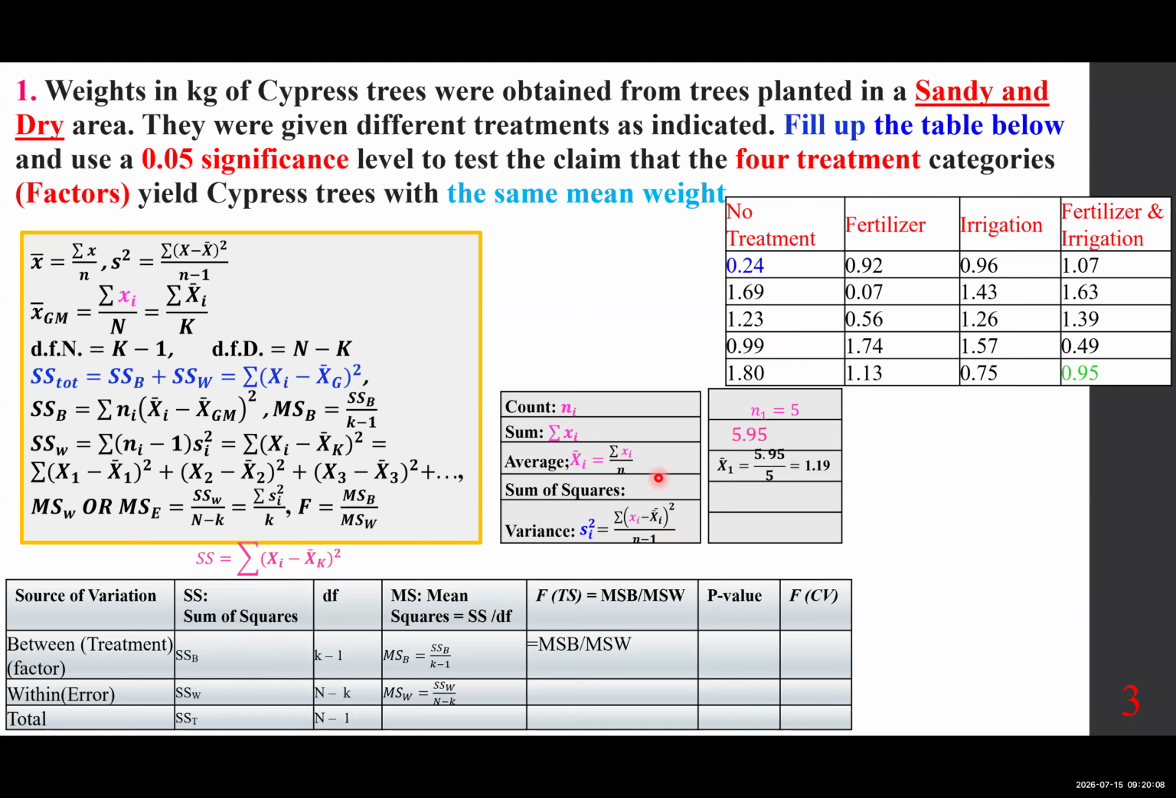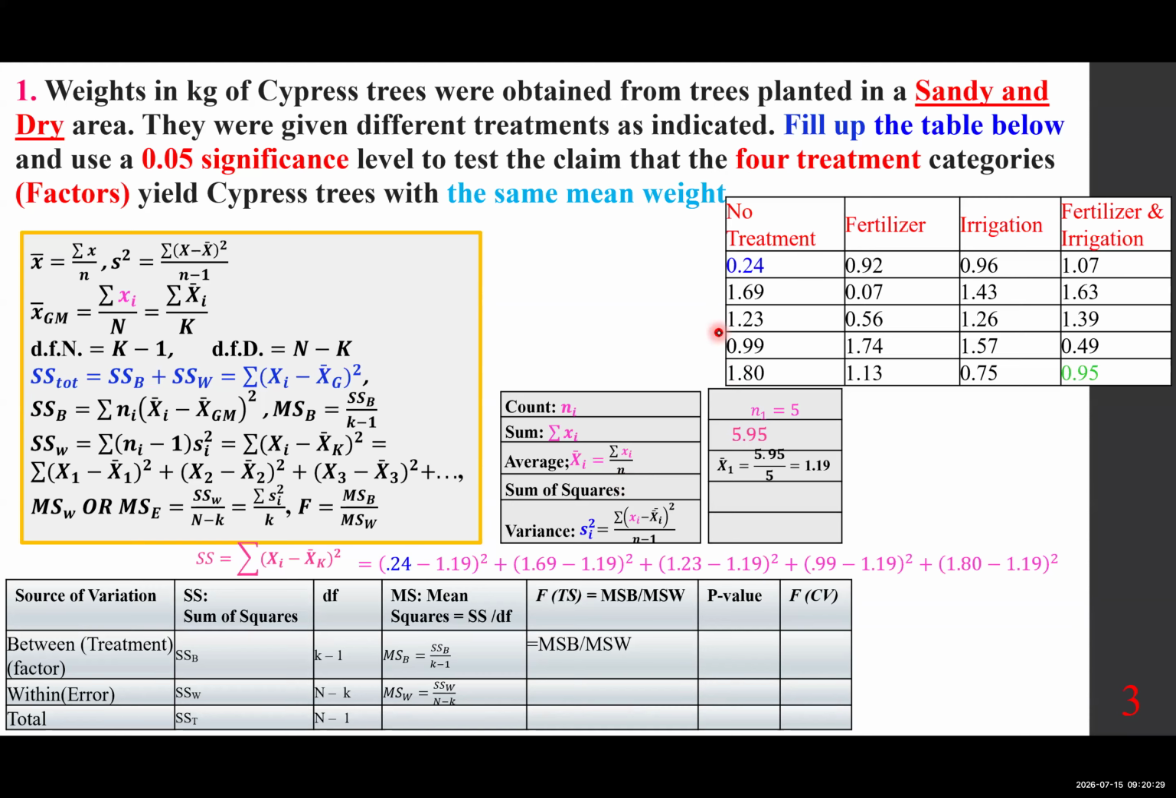In other words, in order to calculate the variance, you have a numerator and you have the denominator. The numerator part is called sum of squares. That's it. So for the first group, you see how that one is done by hand.